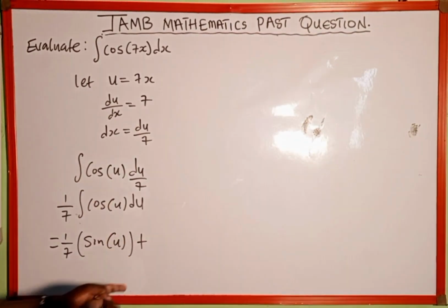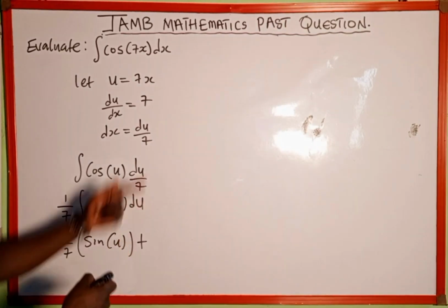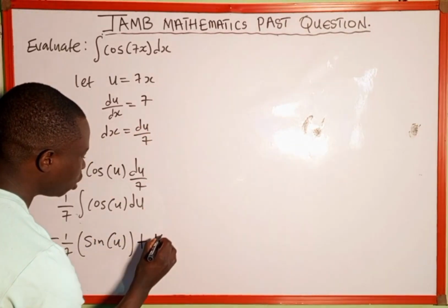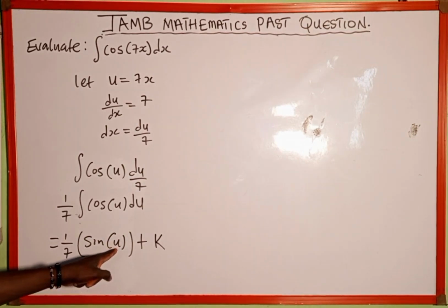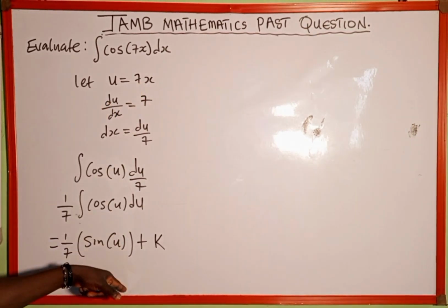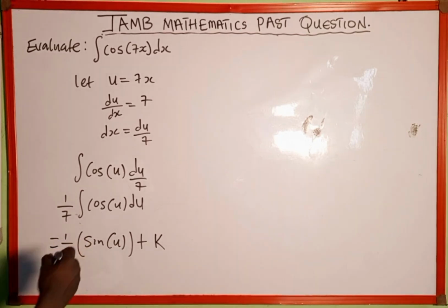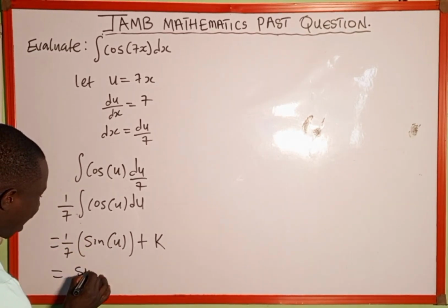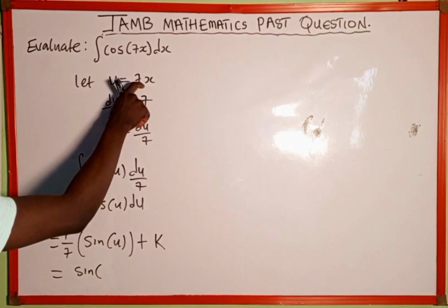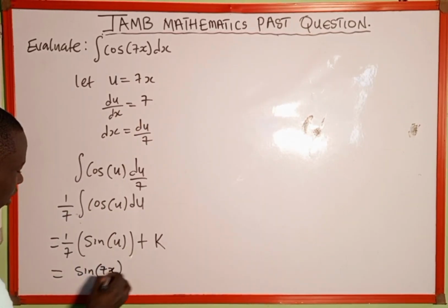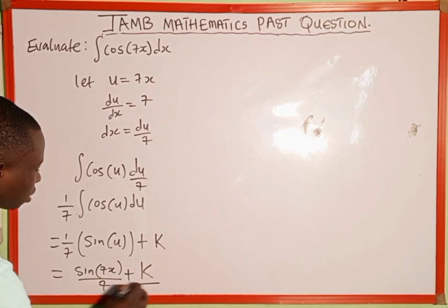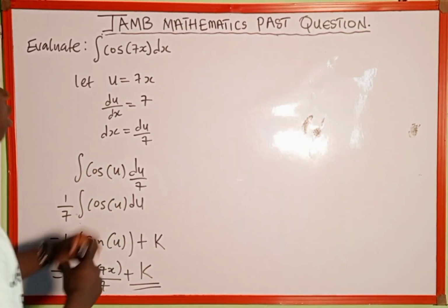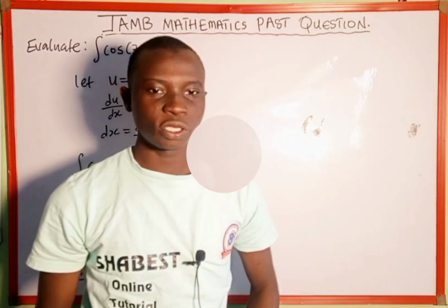And mind you, this constant can be written as c or k, depends on the one they use in the option. So we can put k or c. But remember, we let u be 7x. We are going to replace it back. 1 multiplied by sine u is going to give us sine of, in place of u, we replace back 7x, then everything all over 7, then plus integration constant. So this is how to evaluate the integral of cosine 7x with respect to x.